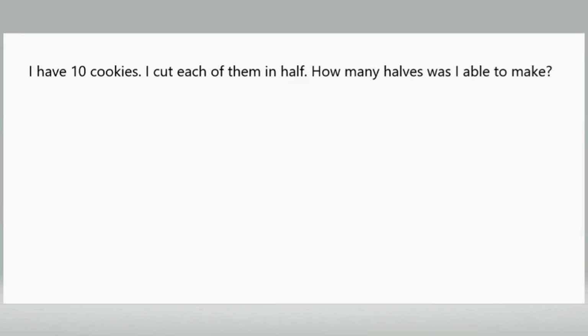Today, we're going to go ahead and take whole numbers and divide them by fractions. There are a couple of ways to do this. I'm going to go ahead and show some examples. Here's our first example.